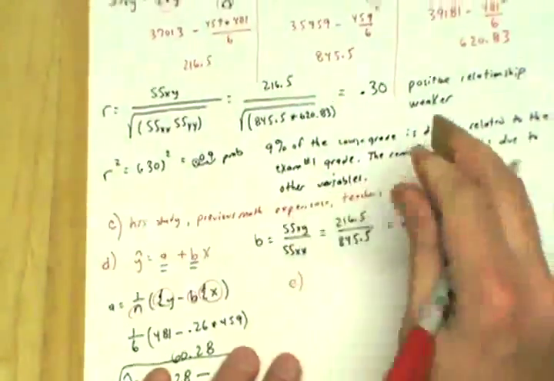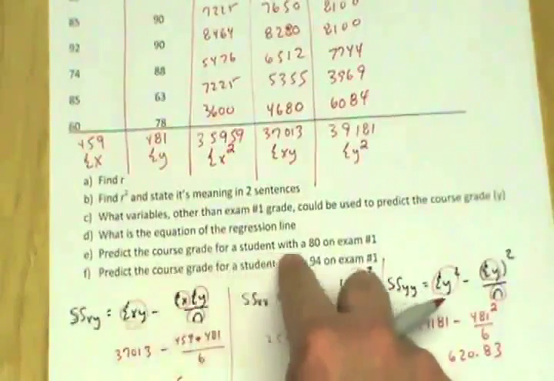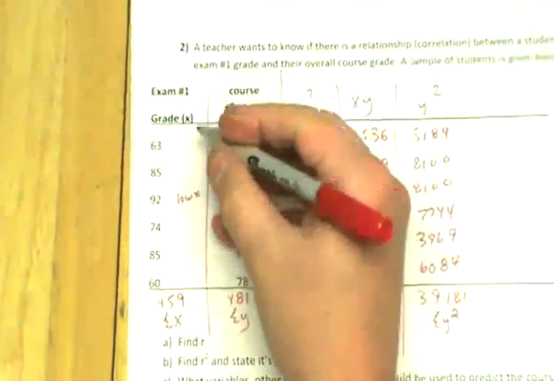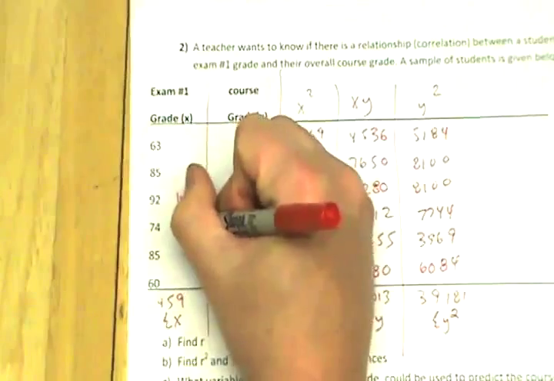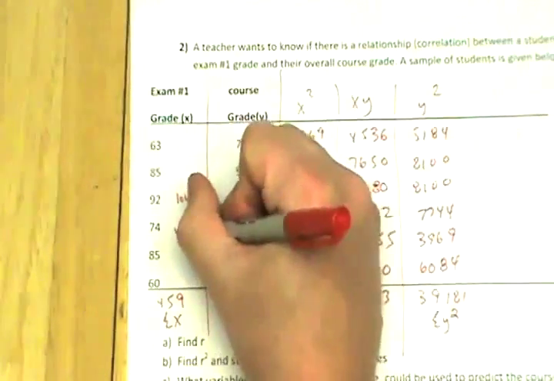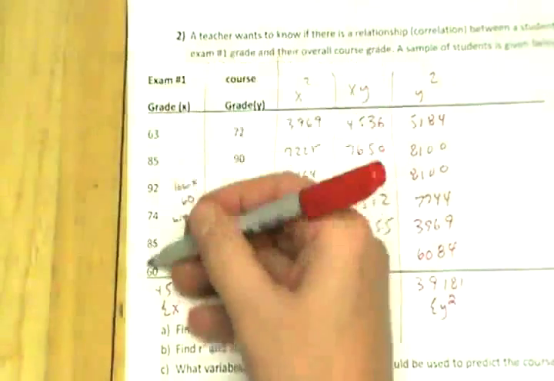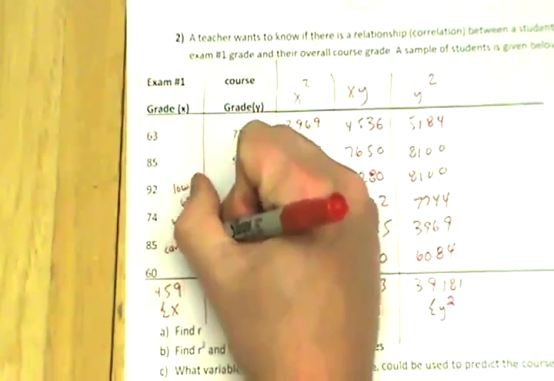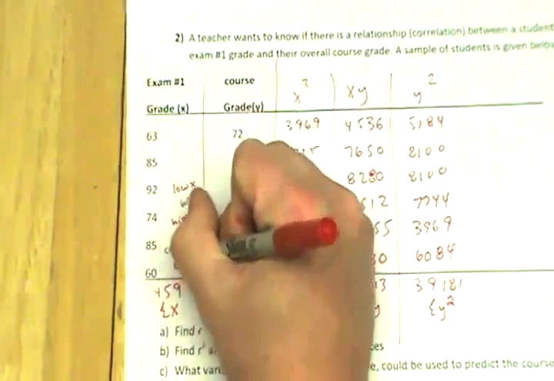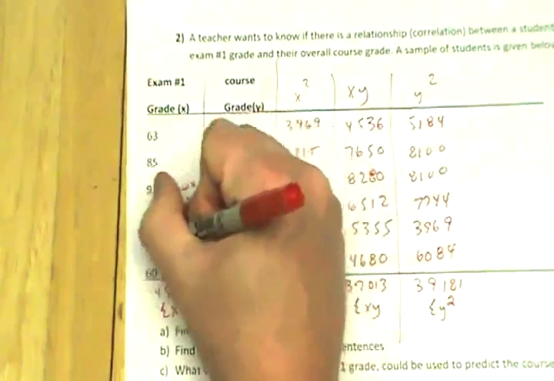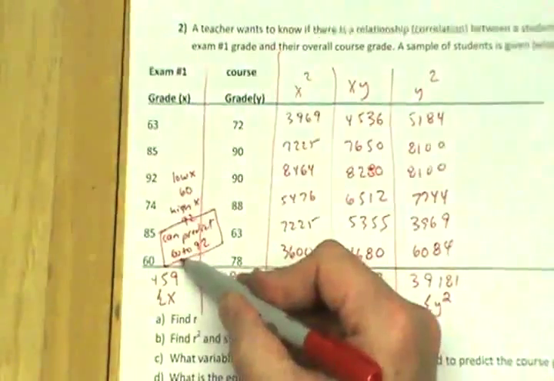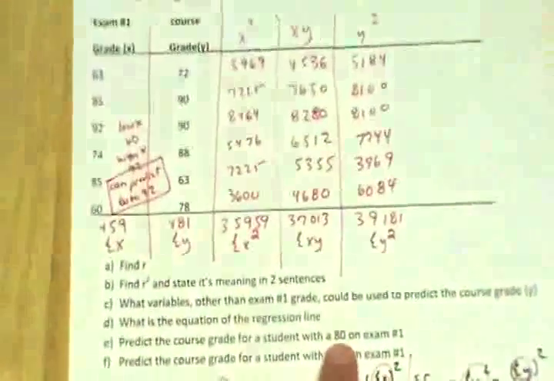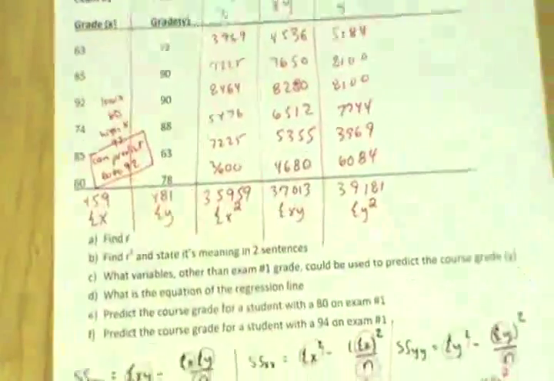So for part E, they asked me to predict the course grade for a student with an 80. Well, I need to go up here and find my low X value is 60. My high X value is 92, based on the X's that were offered to me in the question. So I can predict anything from 60 to 92. Anything less than 60, I can't, and anything greater than 92, I can't. So they're asking for an 80. Well, that's okay. 80 is within the range of X's that I have.